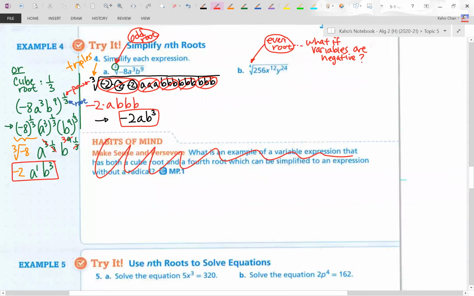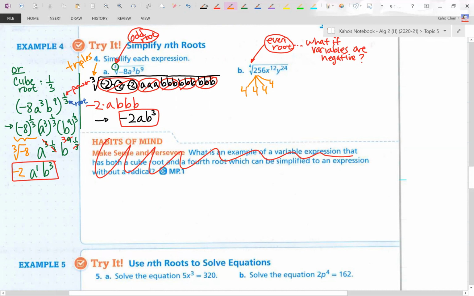It's kind of crazy. We're going to break down the 256 x to the 12th, y to the 24th. Okay? We don't know if the variables that we get as an answer are negative or not. There's an easy way to make sure that they become positive. Okay? We can't take the square root of negative numbers. That's what's going on here. Okay? 256 is actually a number that is breakdownable. And trust me on this. 256 is actually a perfect fourth power of 4.